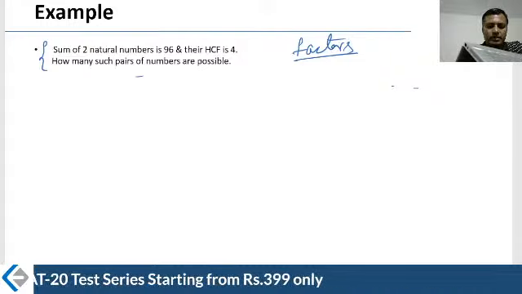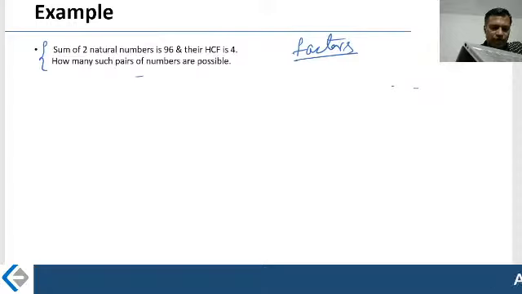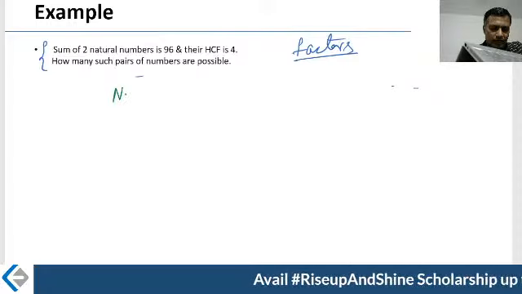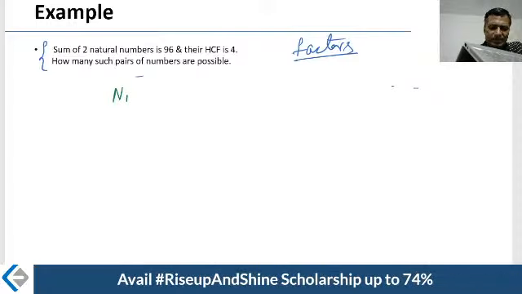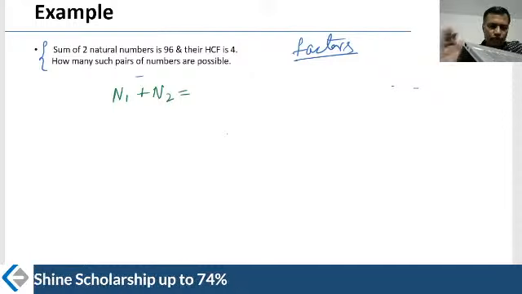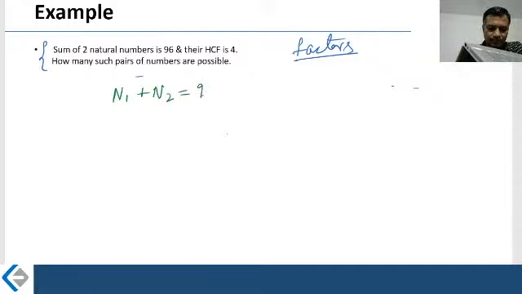Sum of two natural numbers is 96. Let me call it n1, n2. It's a pair. There is nothing like n1, n2 here; for illustration purpose, I'm writing it. We can't interchange the values of n1, n2 there. It doesn't make sense. I'll come to that later. Sum of two natural numbers is 96. Their HCF is 4.